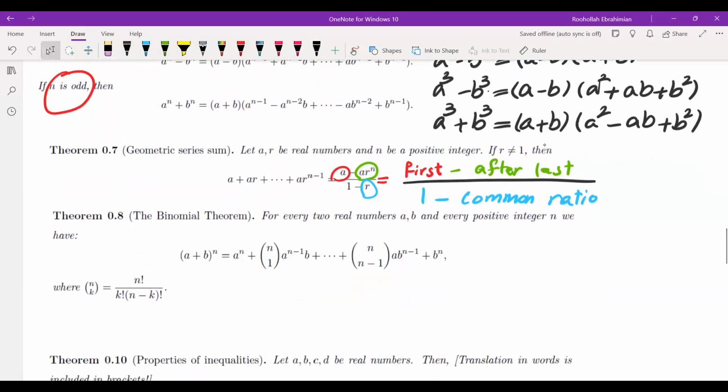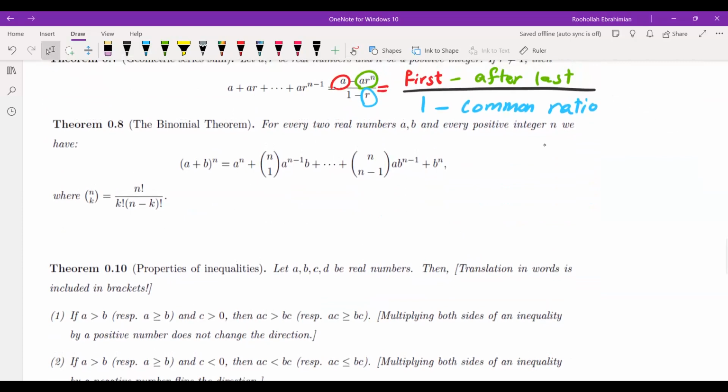And finally, the next equality that we're going to be using quite extensively is the binomial theorem. And that, again, is something that you must have seen in maybe a pre-calculus course. Essentially, it comes from Pascal's triangle. a plus b to the power of n is a to the n plus n choose 1, a to the n minus 1 b, all the way to n choose n minus 1, a b to the n minus 1 plus b to the n.